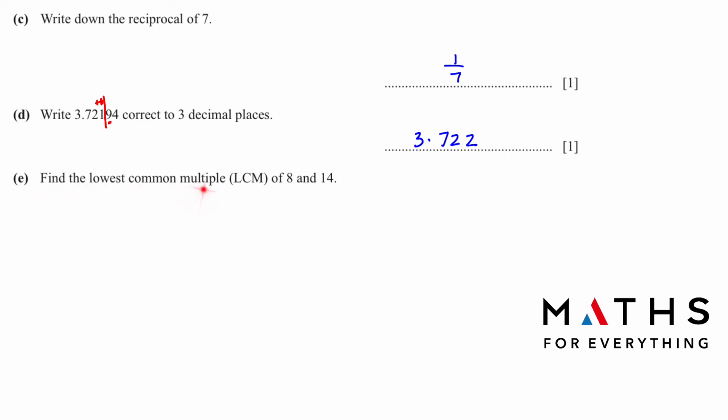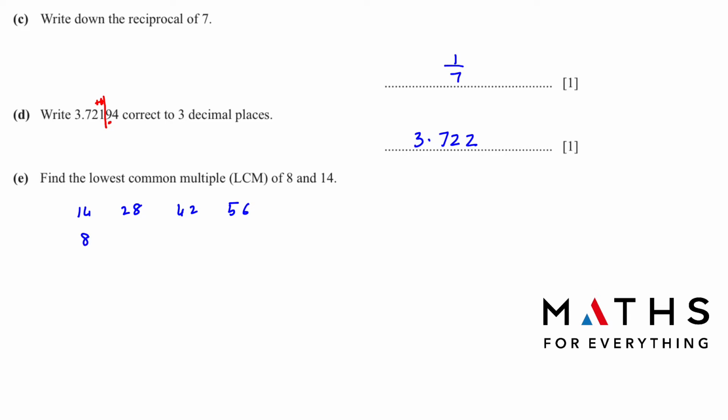Part E, find the lowest common multiple of 8 and 14. There are many ways to solve this question, to find the LCM. I'm showing you the basic, very easy one. So write down the 14 times table. I'm starting with the big number first. 14 times 1 is 14, 14 times 2, 14 times 3, 14 times 4. Do you see any number which is divisible by 8? 56 is, so we stop there.